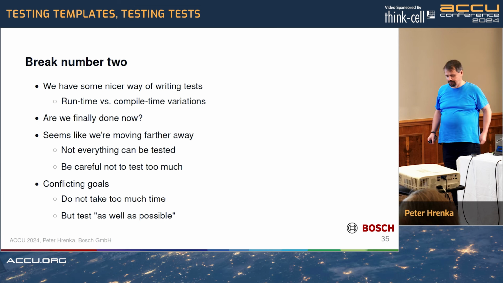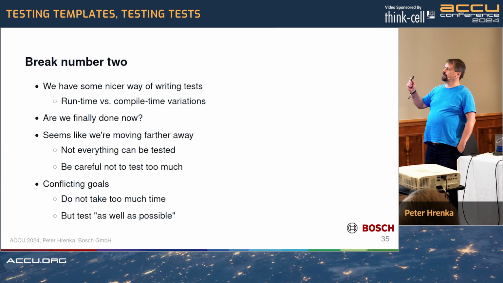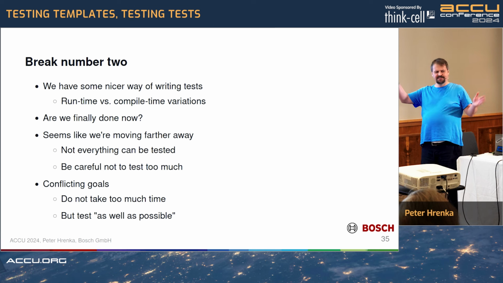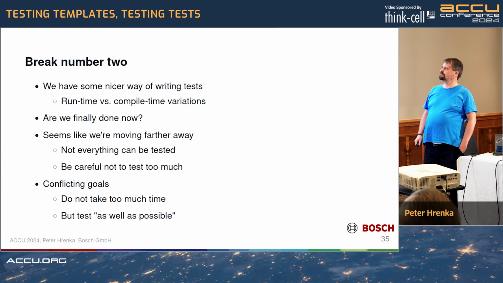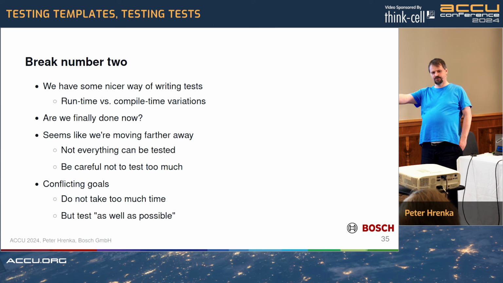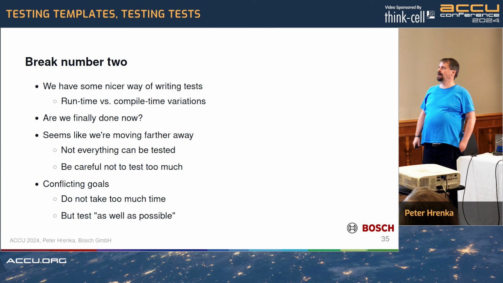Okay, so now where are we? I would say this seems more structured to me, so that's nice. We have clearly defined where the runtime variation goes and where the compile time variation goes. So are we finished yet? Or am I finished yet? No, not really. There's even much more going on. Okay, we cannot test everything. That was somehow clear, but with templates it's really getting worse, and we have to be careful not to test too much.